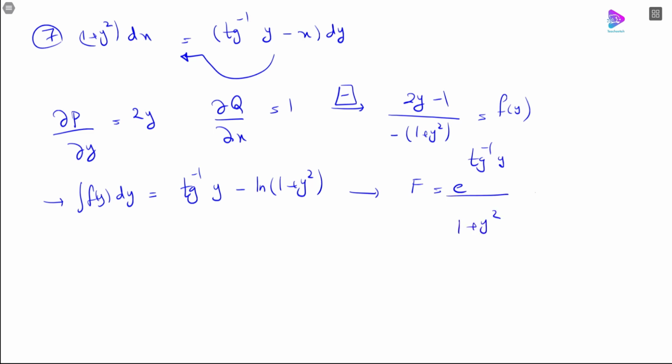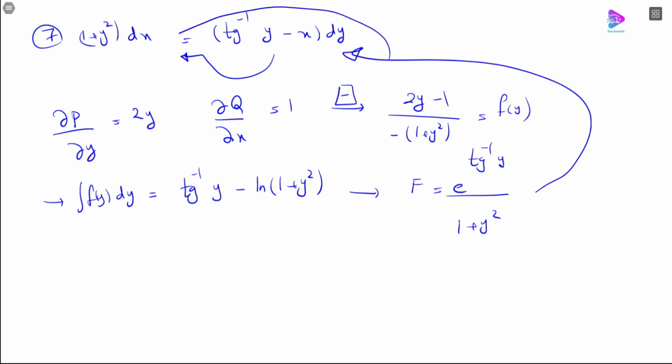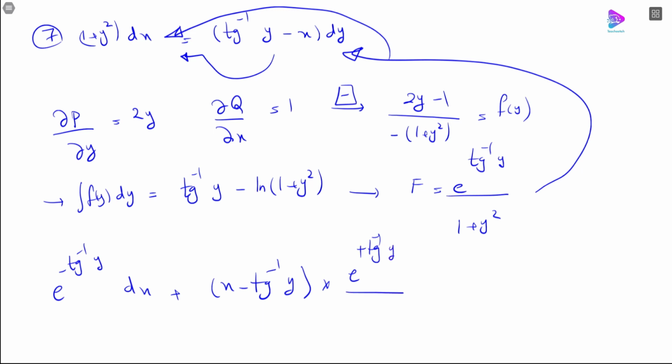Now we can multiply this to both sides to make an exact equation, and we're going to end up with e to the power of tan inverse y dx plus x minus tan inverse y multiplied by e to the power of tan inverse y, sorry, this is a plus, over 1 plus y squared dy equal to 0.